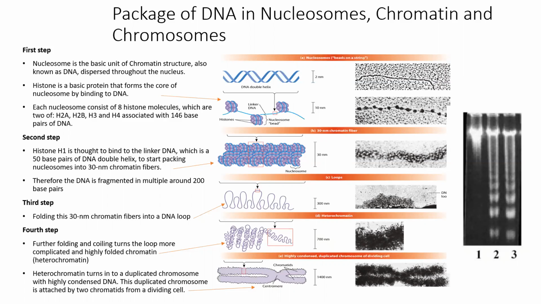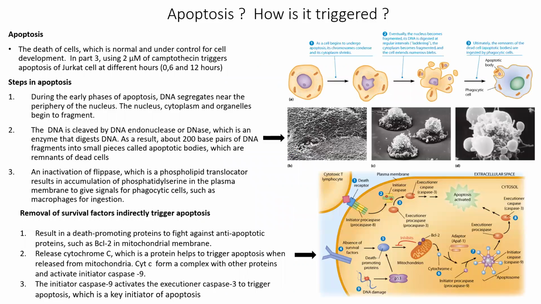I will go back and talk about the agarose gel later, but first, before I finish my slide 3, what is apoptosis? Apoptosis is the death of a cell, which is normal and under control during cell development. So in this question of part 3, the scientists use 2 micromolar of camptothecin to trigger the apoptosis of the Jurkat cell. Jurkat cell is a human T lymphocyte, examined at different hours, which are 0, 6, and 12 hours.